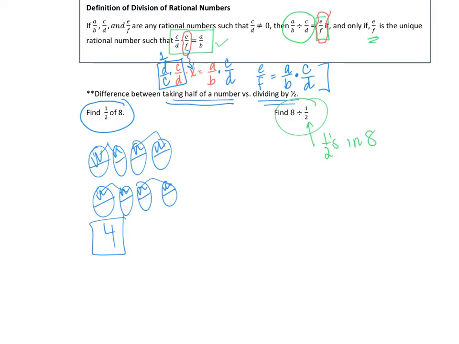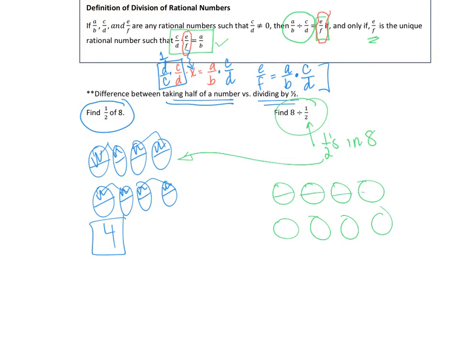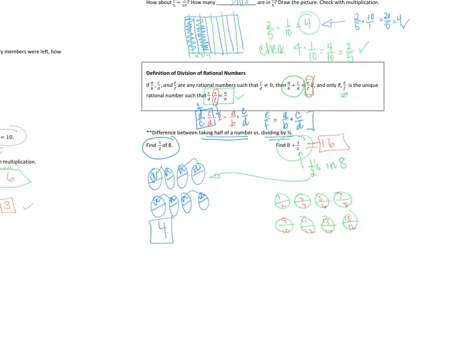The picture of that, we could kind of see it over here, but I'll redraw it. Let's make 8 and cut them in half. And so you can see all of those halves. We have 1 half, 2 halves, 3 halves, 4, 5, 6, 7, 8, 9, 10, 11, 12, 13, 14, 15, 16 halves. Big difference in those answers. So just something to keep in mind.